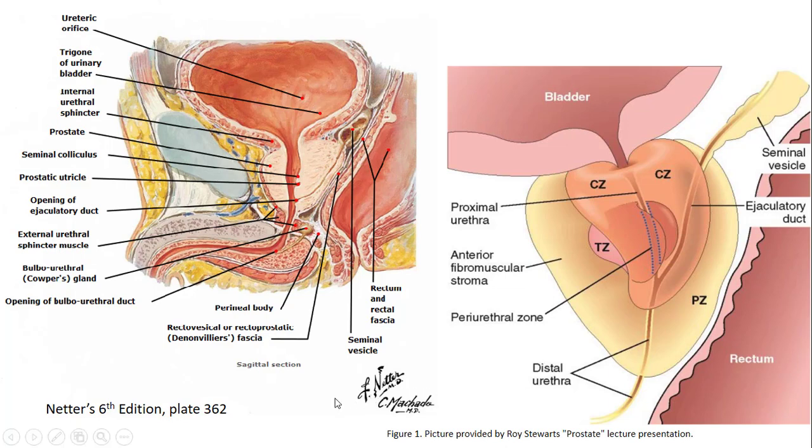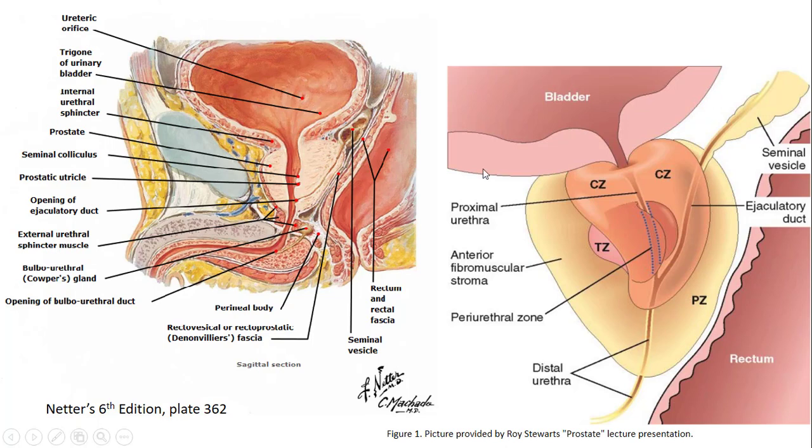Now we're in a sagittal view. And this is the patient's anterior side here and posterior side. And we have a very similar drawing here with the anterior side and the posterior side. Once again, note that this is Netter's 6th edition, plate 362. So again, 6th edition, not the 5th.